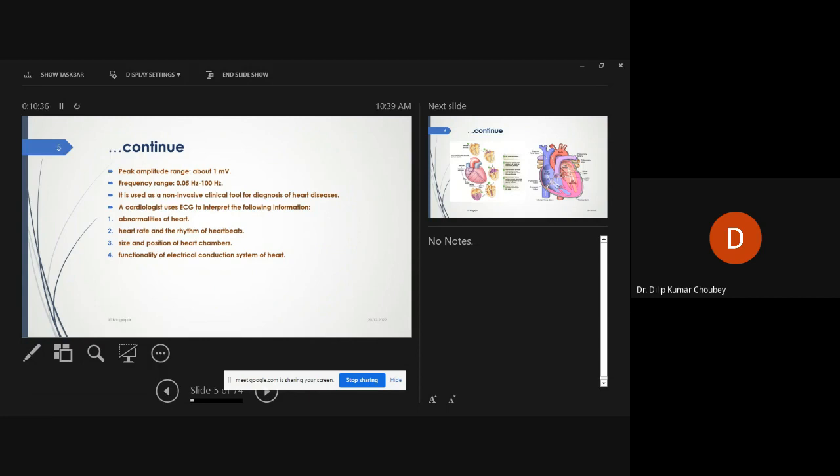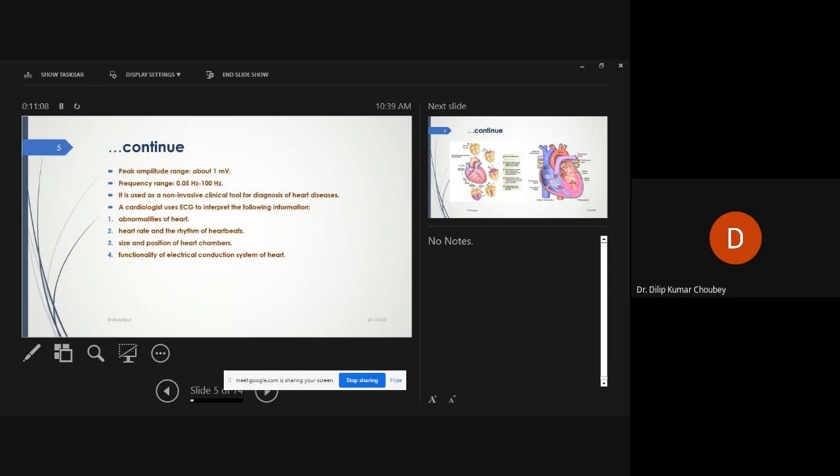And if you have visited hospitals, you can see that the cardiologist puts the electrodes somewhere on the chest or limbs. So without penetrating any body part, they can record the ECG. So it is non-invasive, obviously. It means they don't need any surgery. So it is a non-invasive method, and that's why it is most preferable. Okay. So it is used as a non-invasive clinical tool to detect different heart diseases.